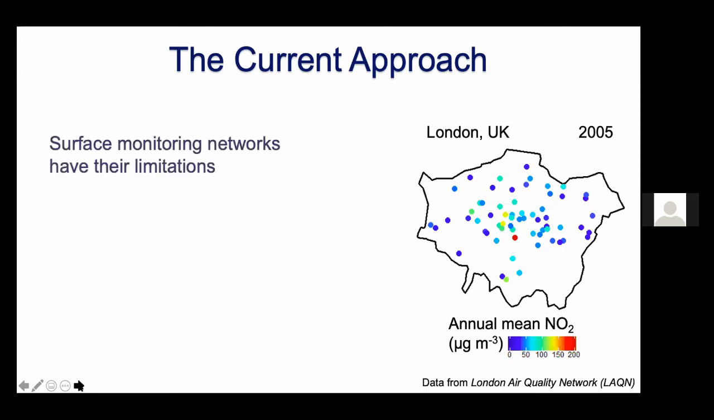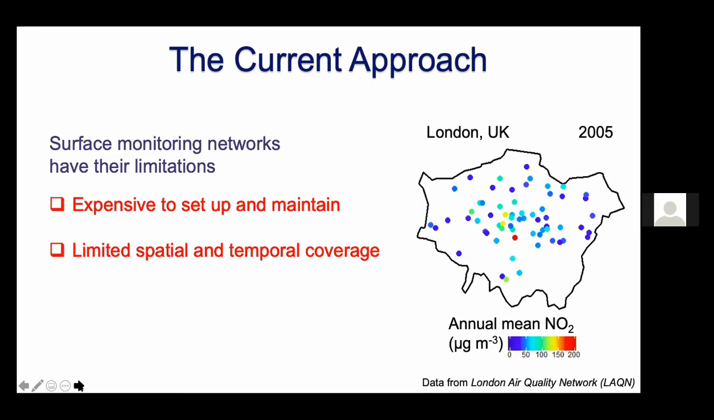So these surface monitoring networks have their own limitations. Firstly, they're quite expensive to set up and maintain, costing almost £50,000 for each monitor. Then there is limited spatial and temporal coverage. So you saw the map for Birmingham in the previous slide and here for London. So they're not throughout the city. I mean, you can see it for London for 2005, but that's not the situation for all the other cities. And then there's limited temporal coverage as well.